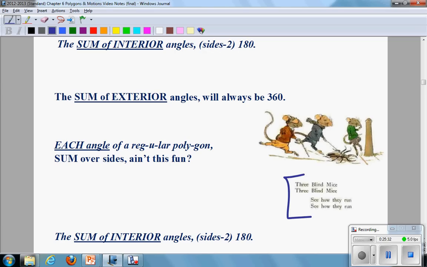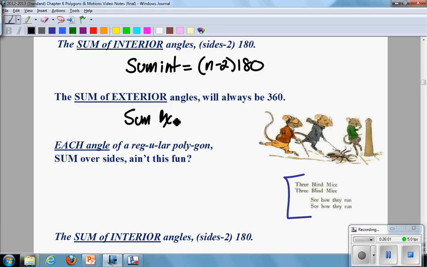So what does this mean? Let's put this in the margin. The sum of the interior angles, so just write sum interior is sides minus 2 times 180. The sum of exterior angles will always be 360. Now, if I have a regular polygon, both of them are going to be sum over sides. Sum over sides, ain't this fun, right? Sum over sides.